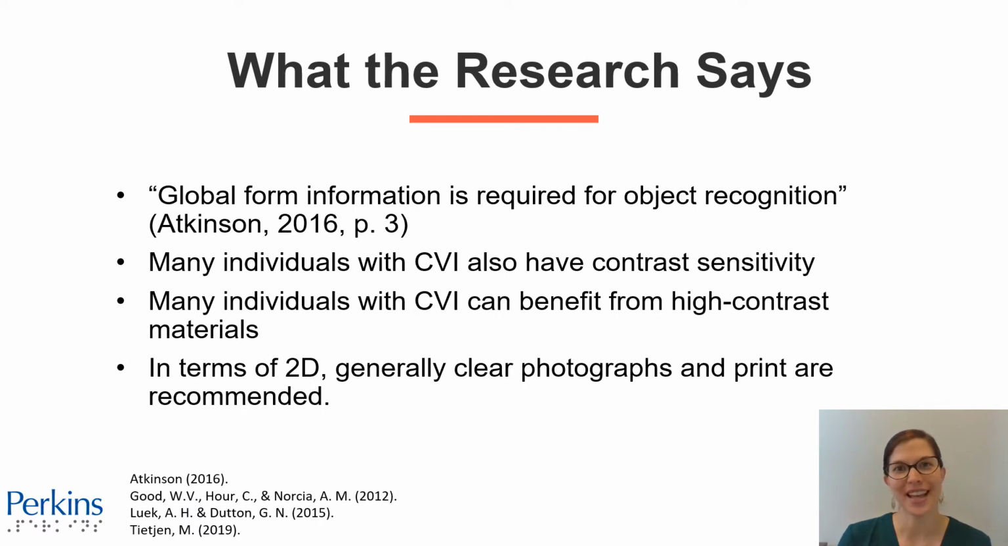What does the research say about form accessibility? What do we already know about form accessibility? We know that in order to recognize an object, we need to understand the form, be able to see all those details. We also know that many individuals with CVI have reduced contrast sensitivity and that they really benefit from more high contrast materials. Those are usually more visually accessible for them, easier for them to see. In terms of two-dimensional materials, generally, those clear, realistic photographs as well as printed words are recommended. They're more visually accessible than the abstract versions.